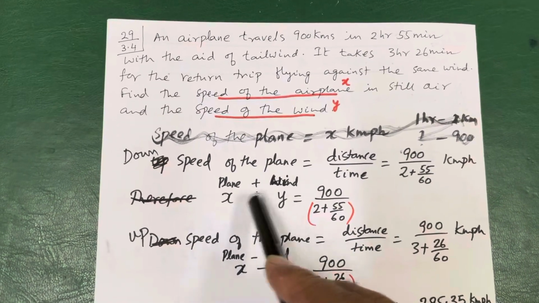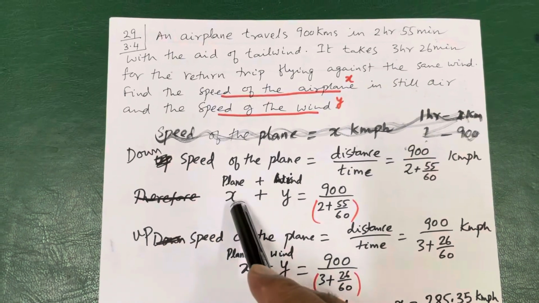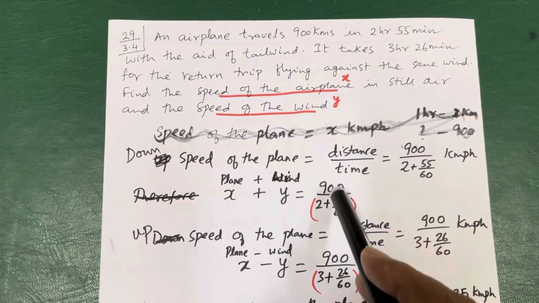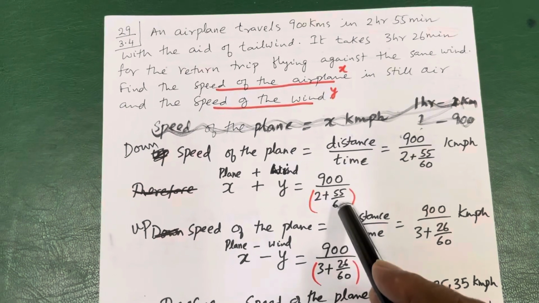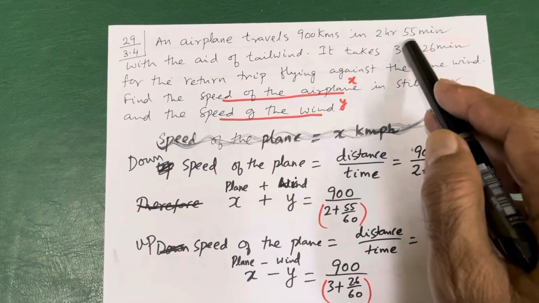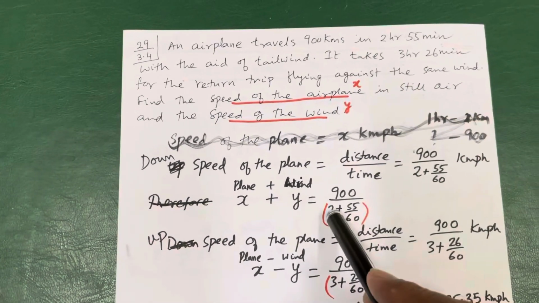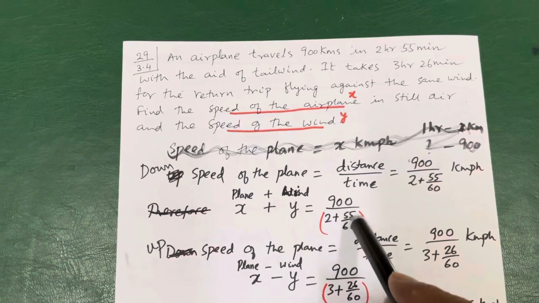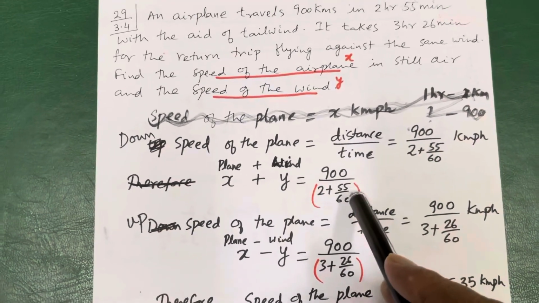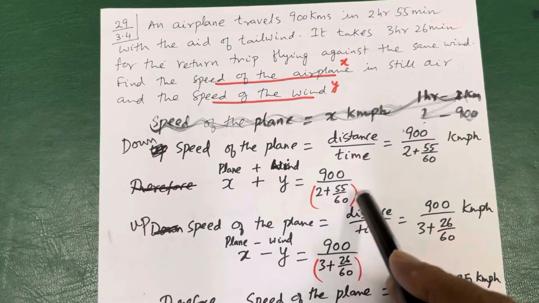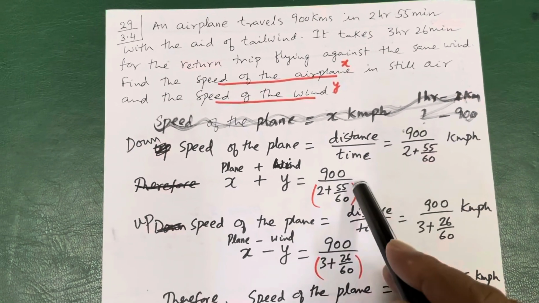While going with the wind, the down speed, x plus y will be distance by time, 900 by 2 plus 55 by 60, and this 55 minutes you should change into hours. 2 hours plus 55 minutes over 60. This is in hours we are changing it. Total it will be some number, don't worry about this number, keep it like this only.